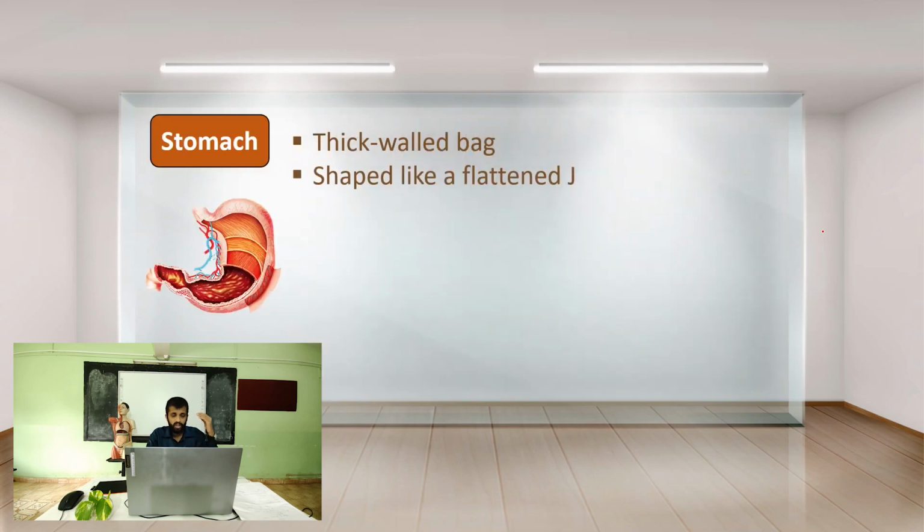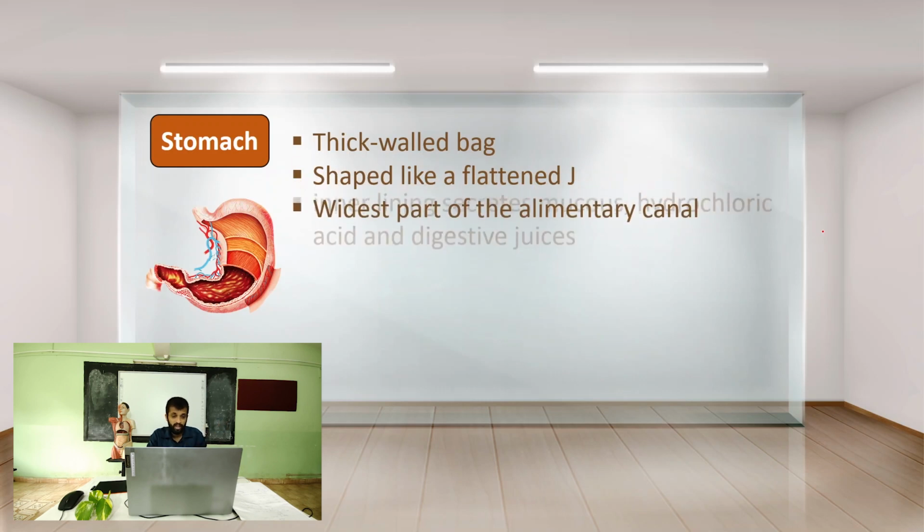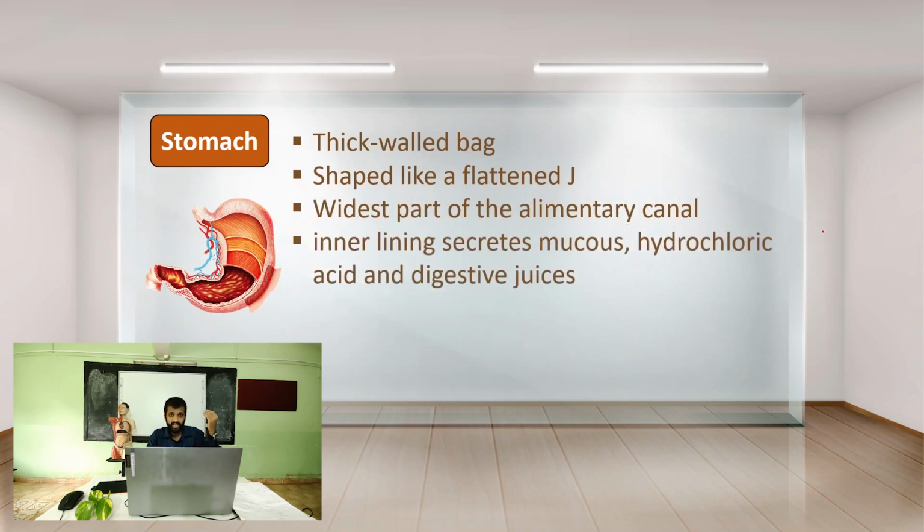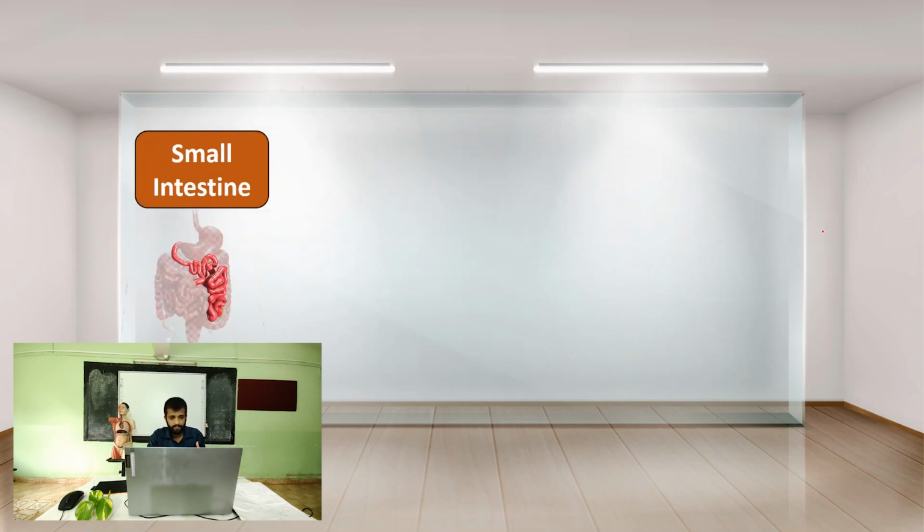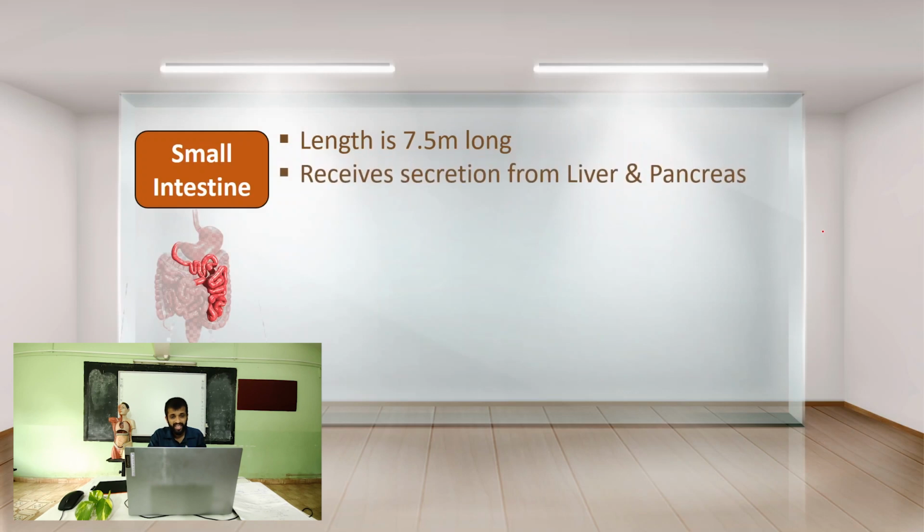Then we studied the parts or characteristics of the stomach. It is a thick-walled bag. It is shaped like a J. It is the widest part of the alimentary canal. The inner lining secretes mucus, hydrochloric acid, and digestive juices. Then food is transferred to the small intestine, which is 7.5 meters long. It receives secretion from the liver and pancreas. It creates its own secretion as well.